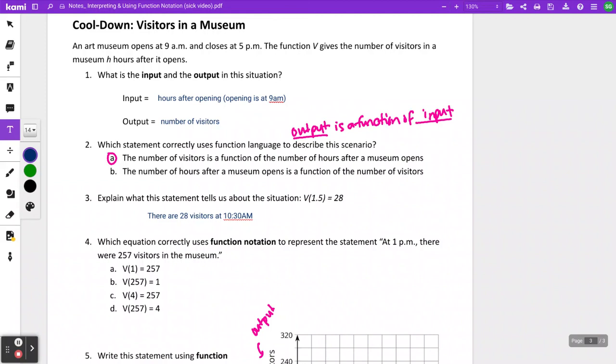Well, starting from 9 a.m., I'm going to count up. So 10 a.m., 11 a.m., 12 p.m., 1 p.m. That's 4 hours after opening. So that's where that 4 is coming from.